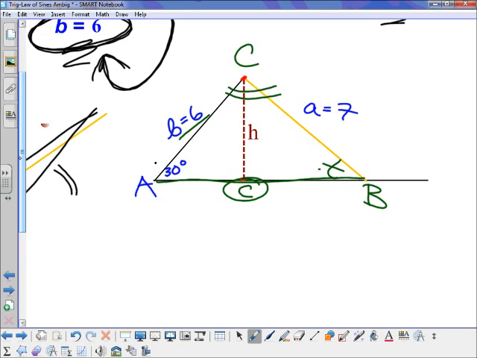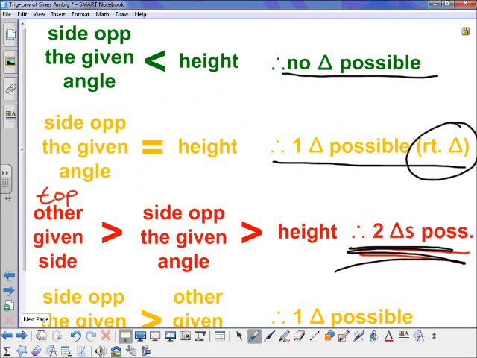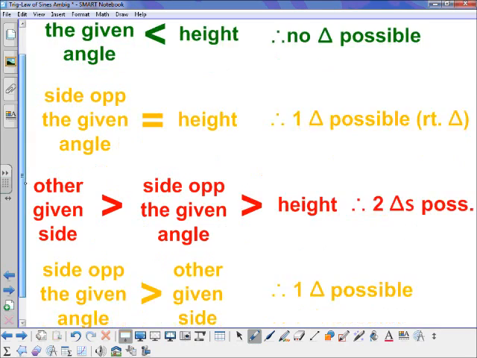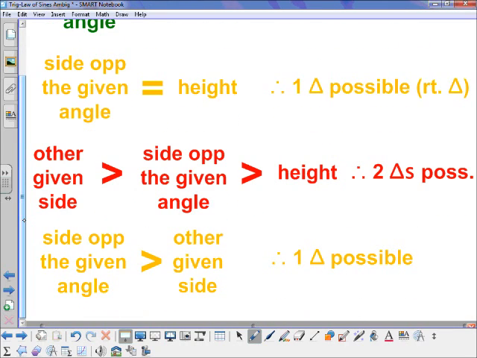Okay, so let's look at examples. Those are the cases. Let me bring up our summaries. So the first three, again, my first step is always to check the side opposite the given angle. If it's longer than the other given side, there's only one triangle possible. I can go straight to it. I can draw a triangle and solve it.